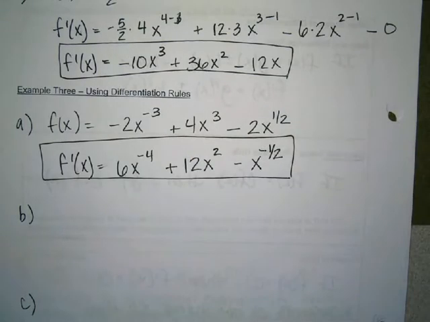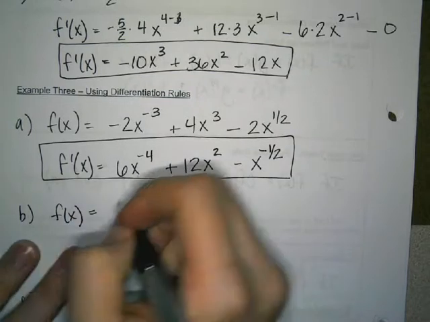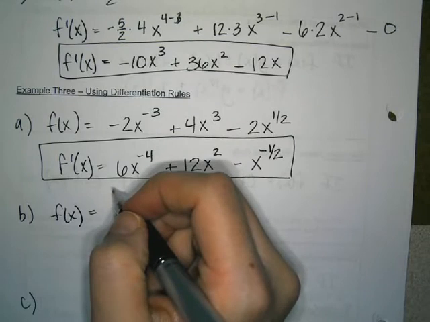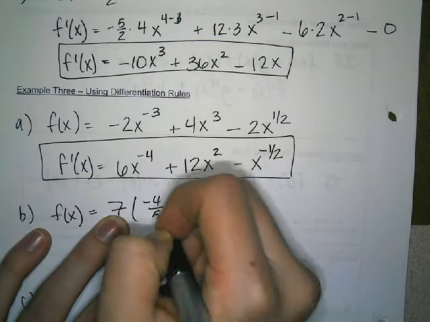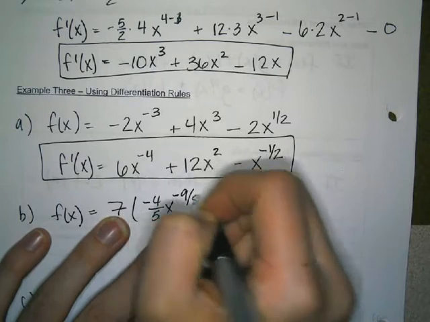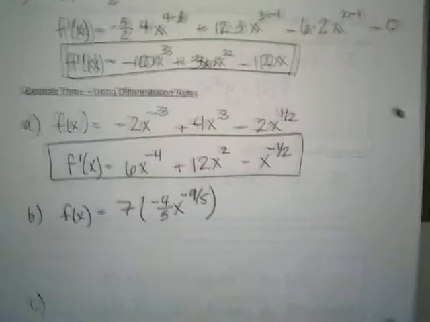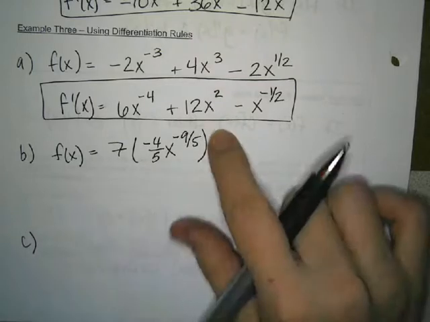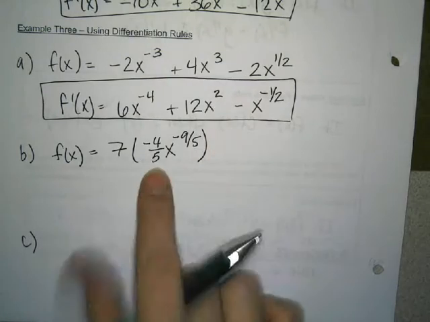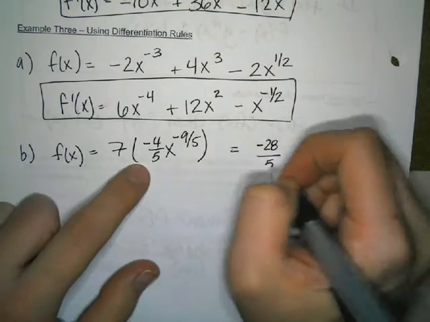Okay, next one. Yeah, I guess we'll do this one. 7 times negative 4/5 x to the negative 9/5. Now, sometimes they'll throw stuff like this at you, and I don't know why they pull out the 7, but sometimes they do. So if you see something like this, if there's no exponent outside the parentheses, we can just distribute through. So I might do a little simplification here and make this negative 28 over 5 times x to the negative 9/5. And then that's what I'm going to take the derivative of.